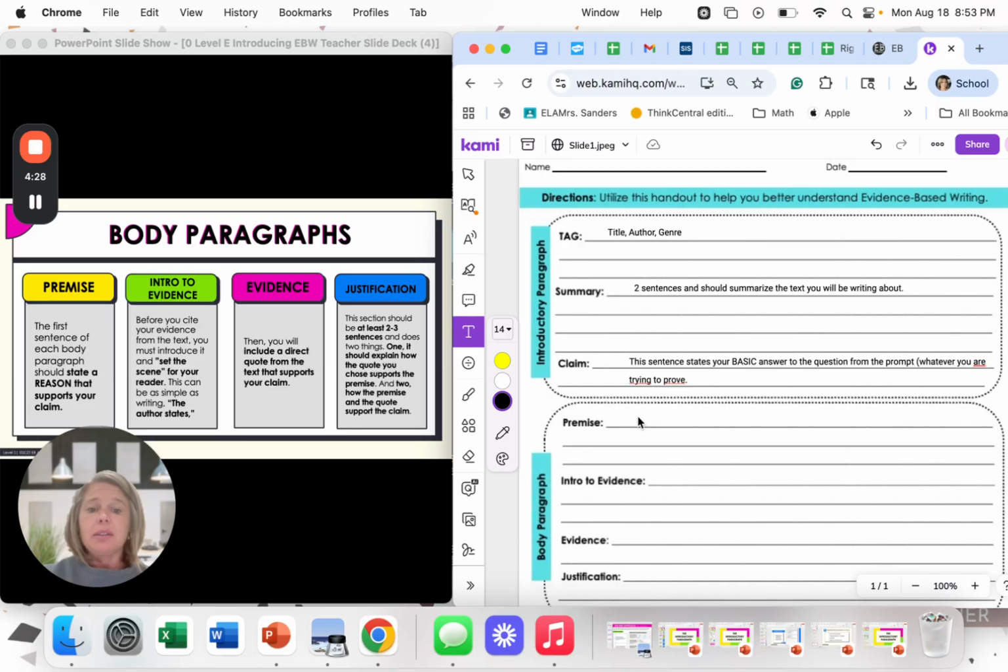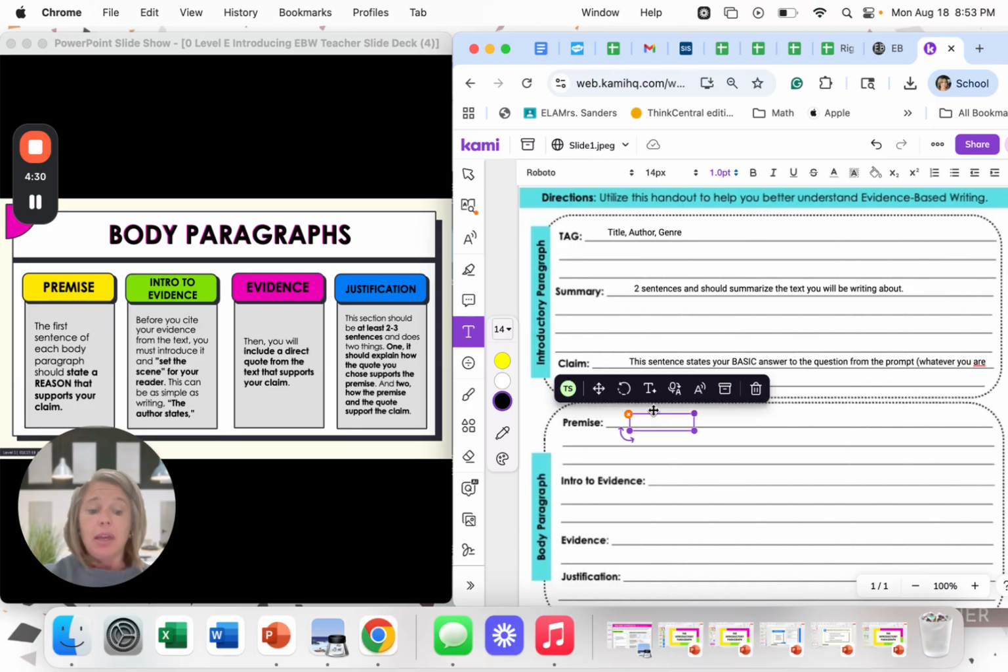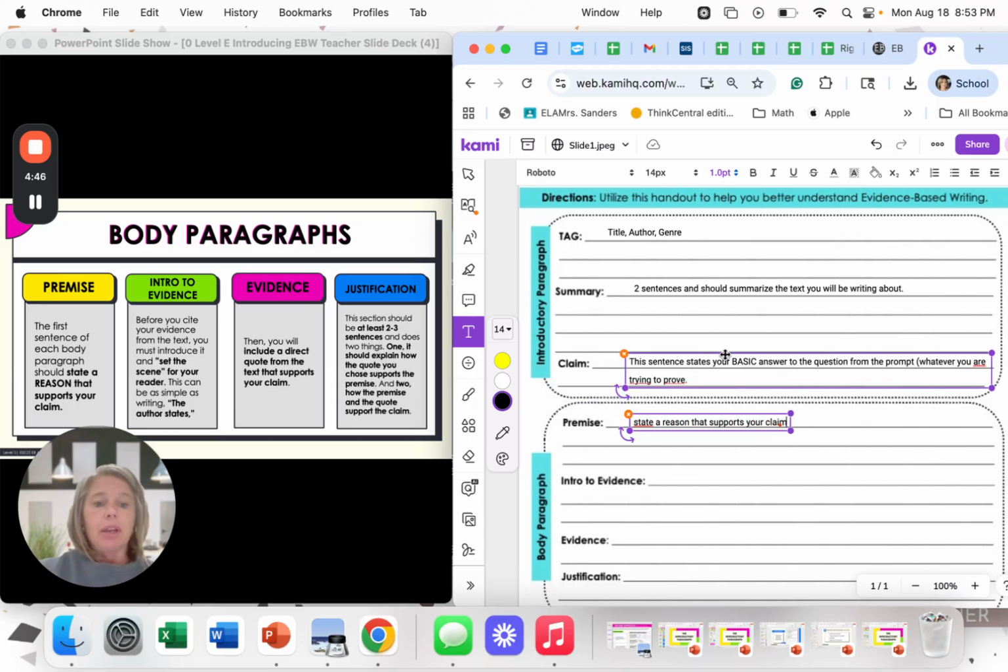Your premise. This is a word you may not know yet. Your premise is just your reason. So if somebody asks you why, your premise is your reason why. Okay, so you state a reason that supports your claim. So you just said your claim right above here, and now you're going to state your reason why you believe this, okay? And if you have a why, then you have to have evidence, right?